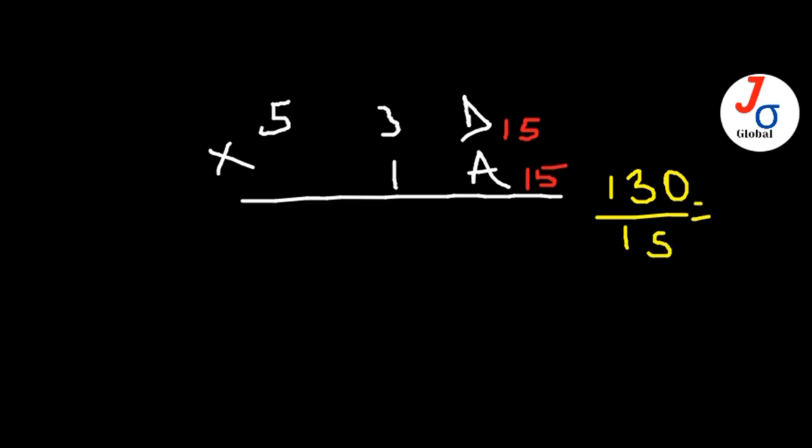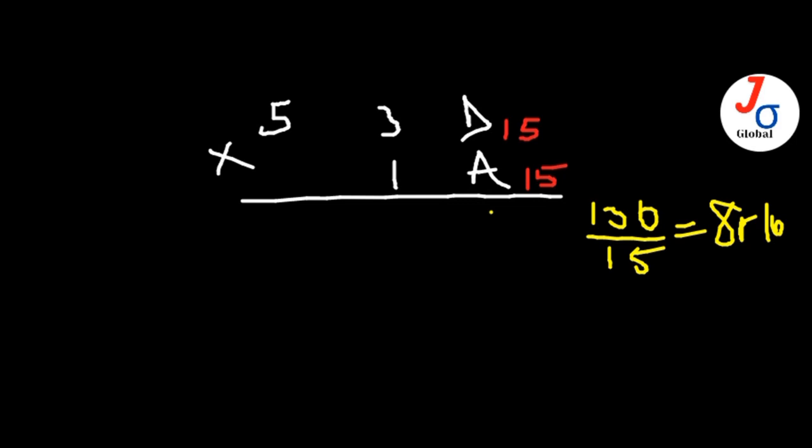So that would give us, let me use my calculator. 130 divided by 15. That's 8 remainder 10. Okay. We're going to write the remainder. But remember, 10 is part of our digits. So we used to represent 10 with an alphabet letter, and that's A. Okay. So we're done with that.